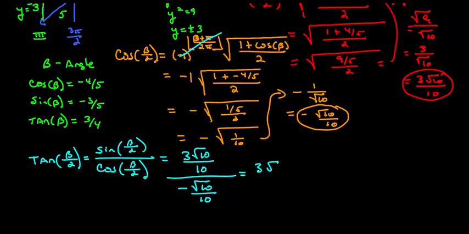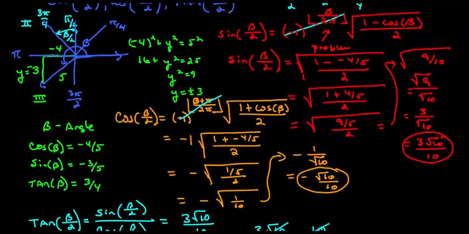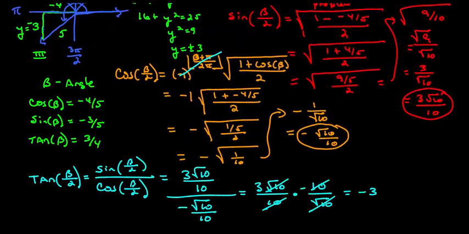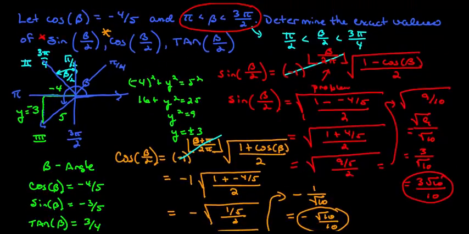That is equal to 3 root 10 over 10 multiplied by negative 10 over root 10. These flip spots. So this cancels with this, and this cancels with this. So I have a negative here and a 3. And so I get negative 3, which, if you notice, should make sense, because tangent is negative up here in this quadrant.